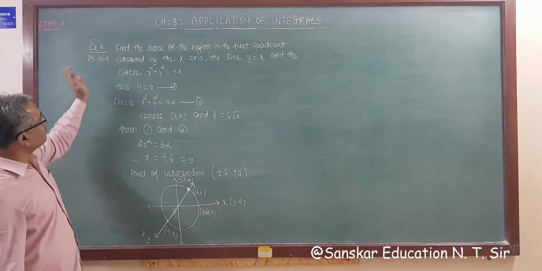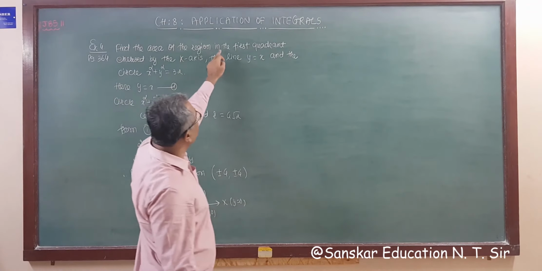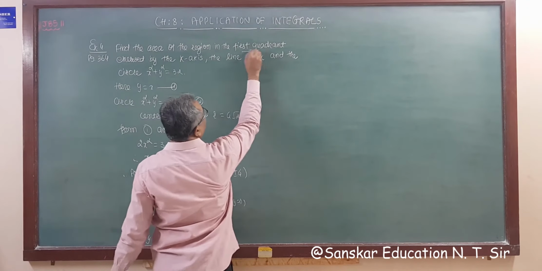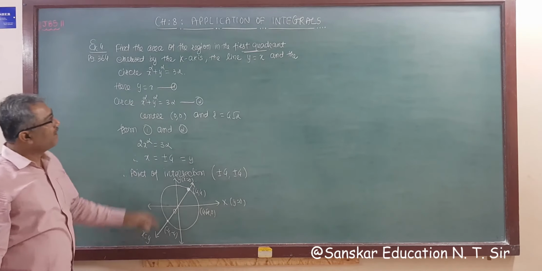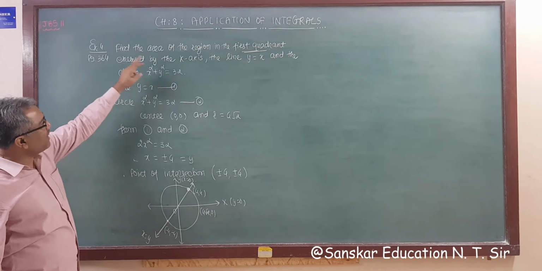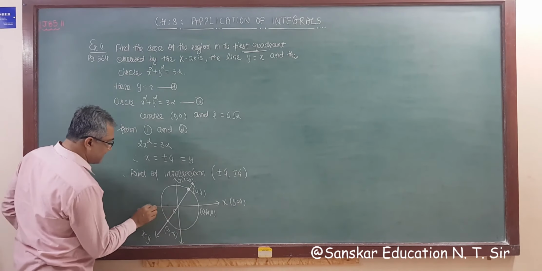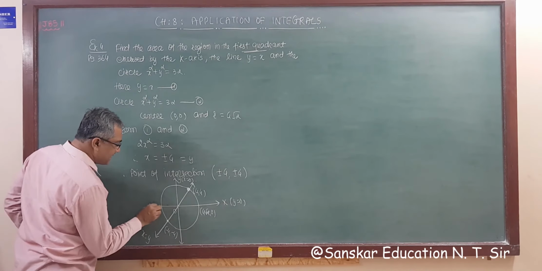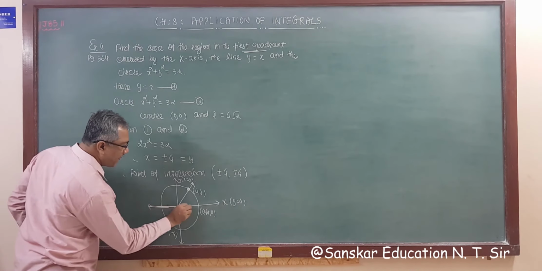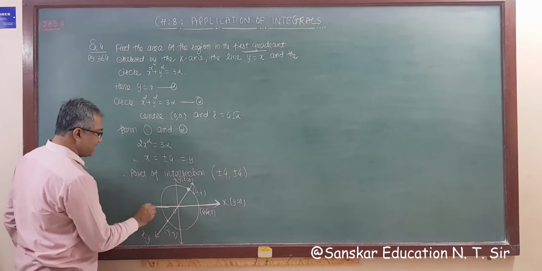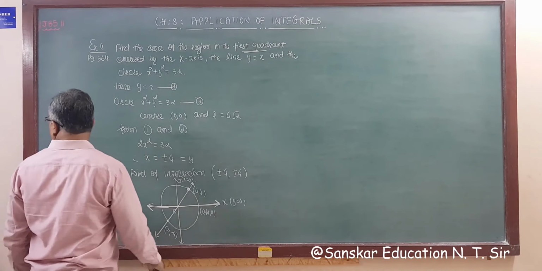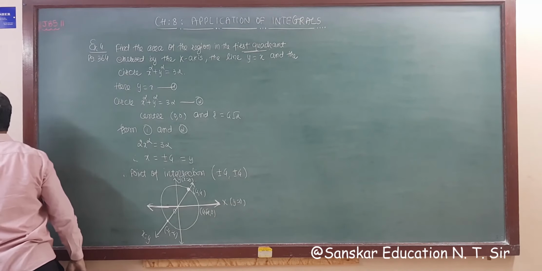Now find the area of the region in the first quadrant. Now this is important: first quadrant enclosed by the x-axis. So this is your x-axis. I have a color chalk.